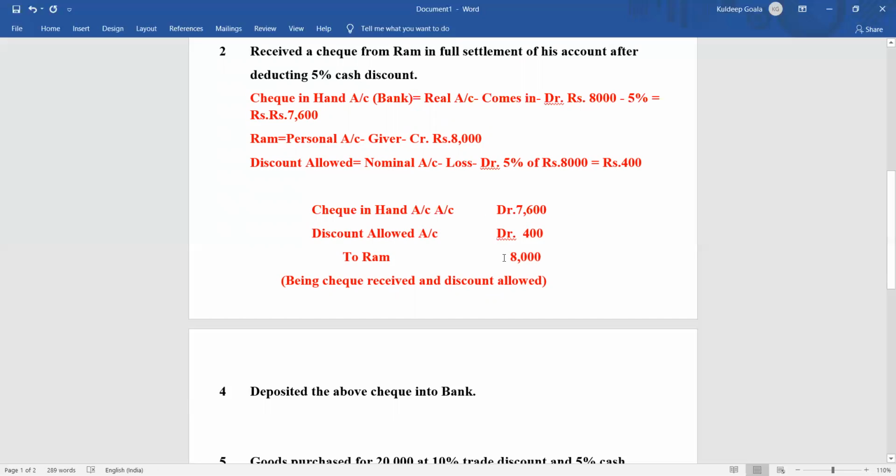The rest of the treatments are same. I'm just repeating once again this particular transaction because there has been certain changes, so that you don't face any difficulty here.